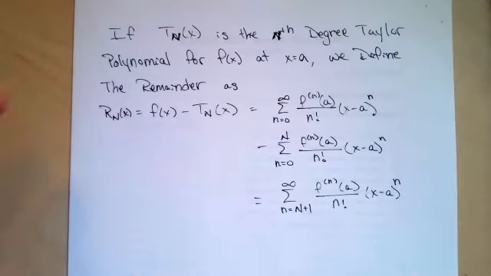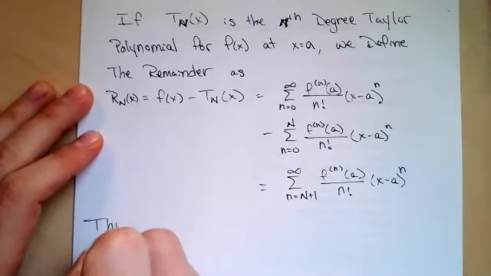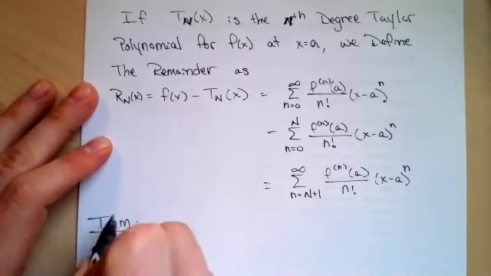Now, this doesn't quite help much if we want to bound the remainder because we still have an infinite series. So there is a theorem, and this is Taylor's remainder theorem.